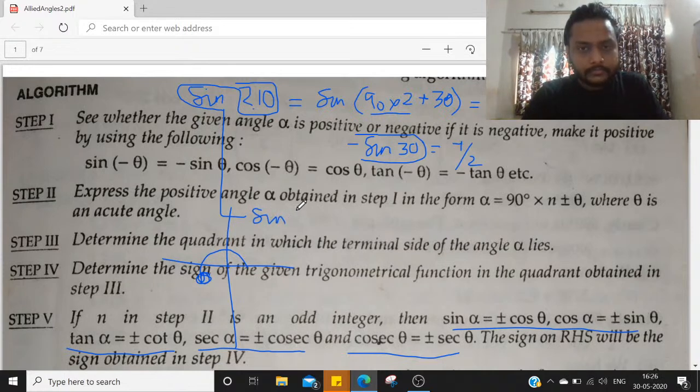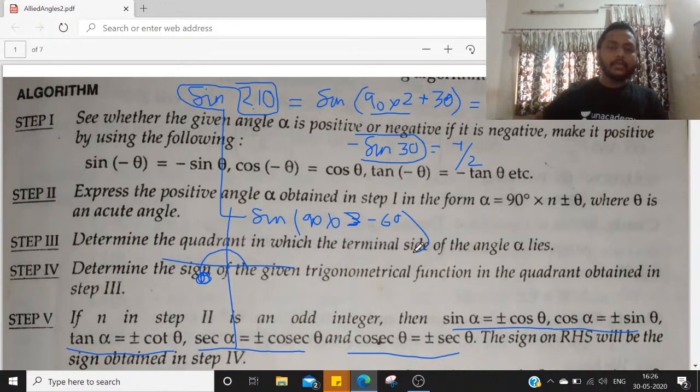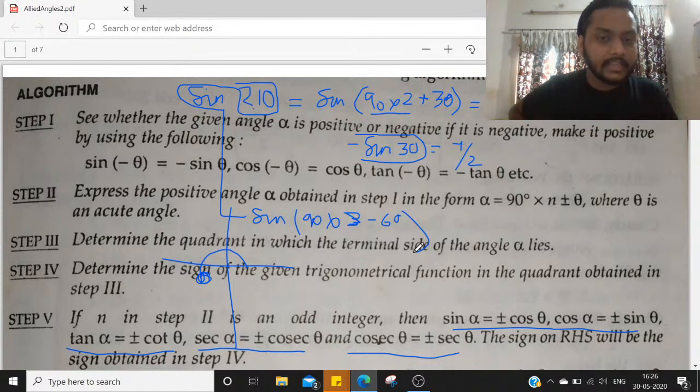Sine of 90 times 3, sorry. That is 270. Everyone, guys, please listen to me. 90 times 3 is 270. Can I write it as 270? 90 times 3 is 270, okay? I have 90 times 3 minus 60. Is that clear to you? Are you getting it now? I can write it in this way as well. I could write my sine 210 degree as sine of 90 times 3, that is sine of 270 minus 60. Is that clear to you guys, everyone out there?